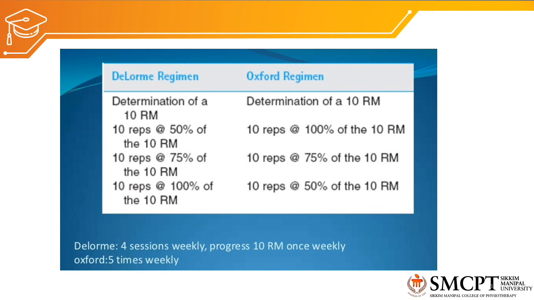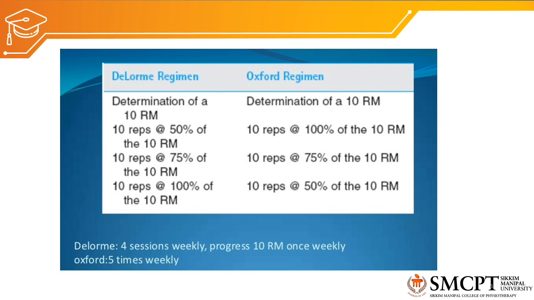The next regime is called the Oxford regime, and it is just opposite to the Delorme regime. For example, we took here 20 kg for quadriceps. So therefore, in the first set the patient will be performing the 10 repetition maximum with 100% of the load, that is 20 kg. In the second set, the patient will be performing exercises with 75% of the 10 repetition maximum, that is 15 kg. And in the third set, only with 50% of the 10 repetition maximum, that is 10 kg.